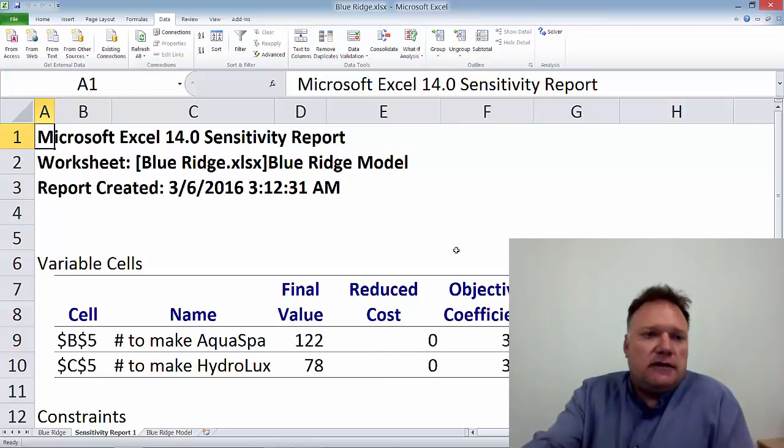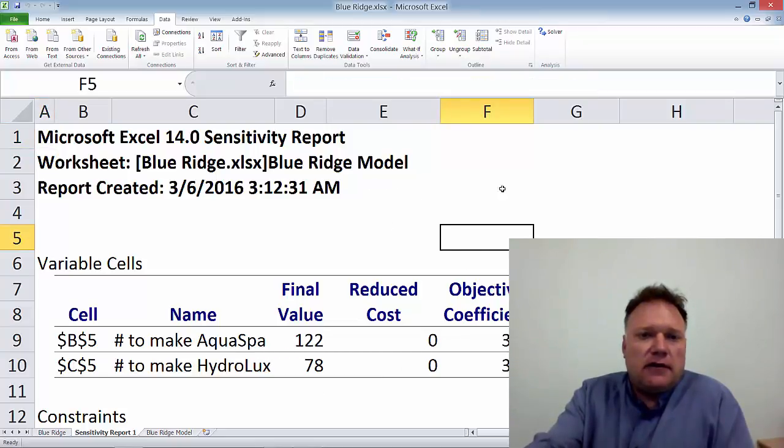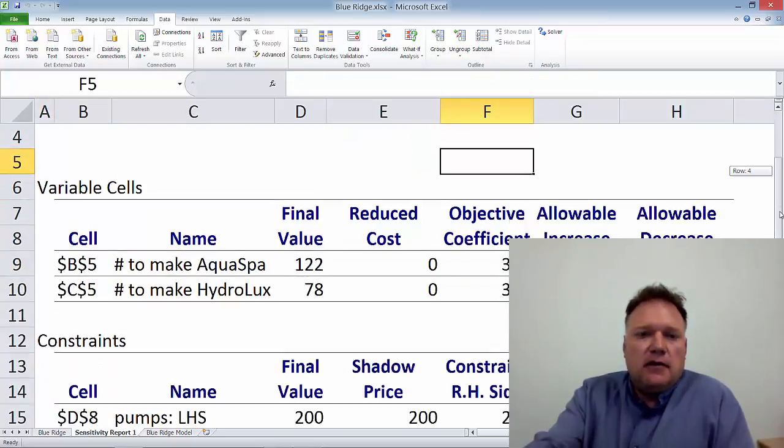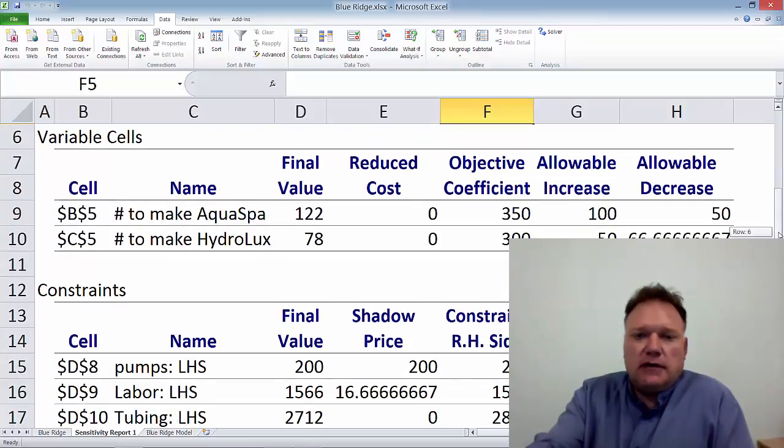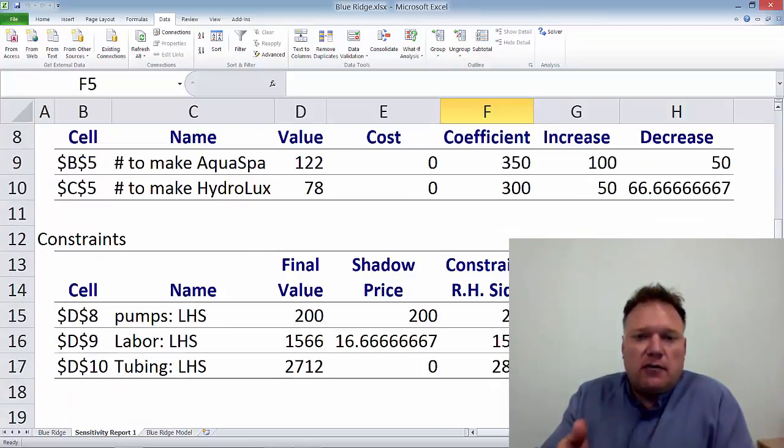So we looked at this. This is the title up here. It's 3:12 a.m. Very early in the morning. But that's genetic, whether you're a late night person or an early morning person.